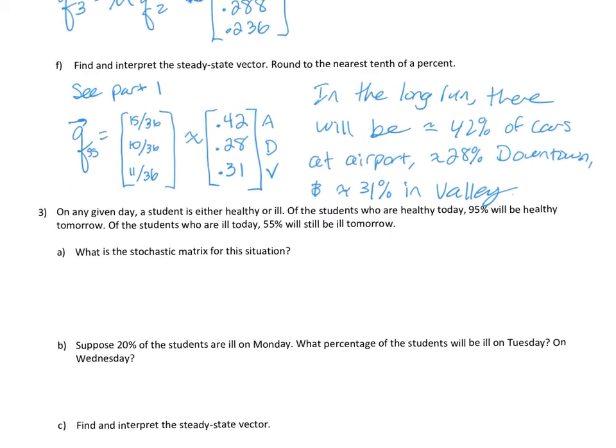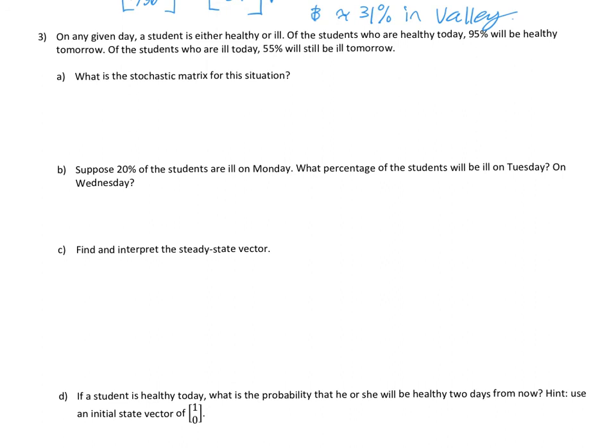All right, next question. On any given day, a student is either healthy or ill. Of the students who are healthy today, 95% will be healthy tomorrow. And of the students who are ill today, 55% will still be ill tomorrow. Find the stochastic matrix for this situation.